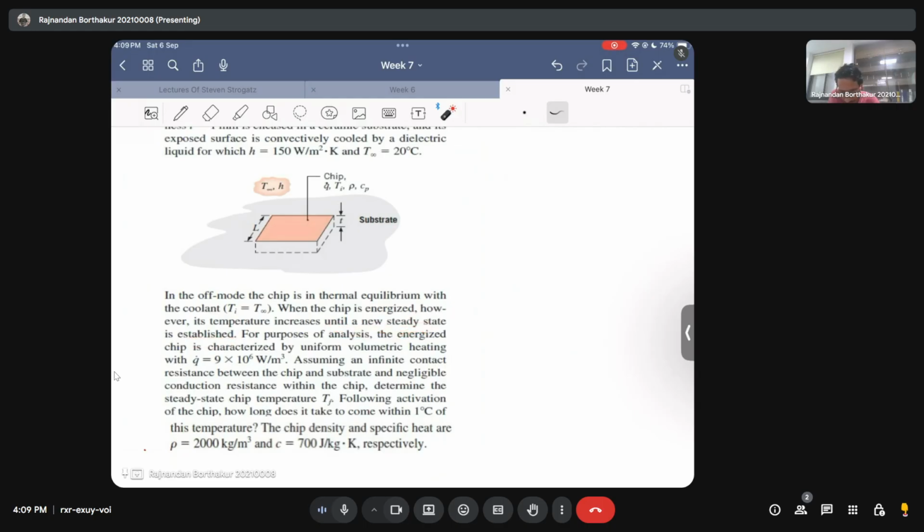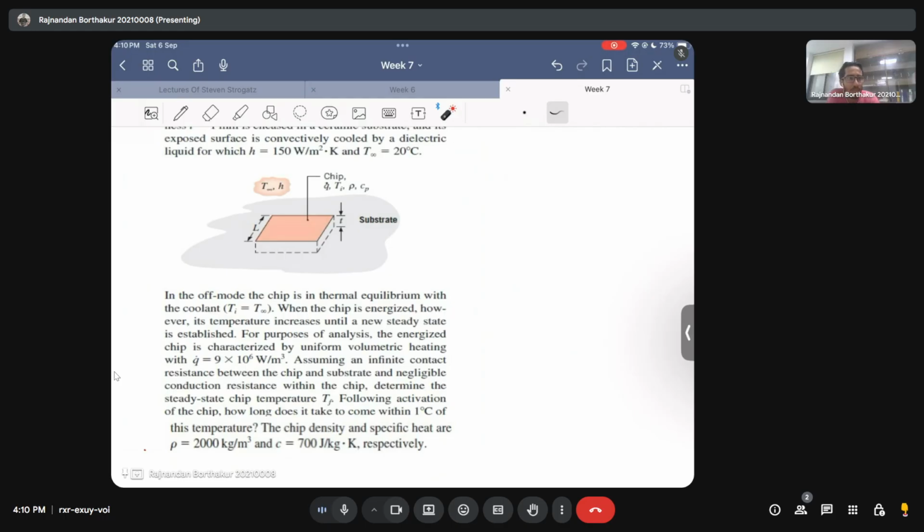For the purpose of analysis, the energized chip is characterized by a uniform volumetric heat generation of this much magnitude. Assuming an infinite contact resistance between the chip and the substrate and negligible conduction resistance within the chip, determine the steady state temperature T_F. Following activation of the chip, how long does it take to come within 1 degree Celsius of this temperature? The properties of the chip are given. So that's the problem that we need to solve.